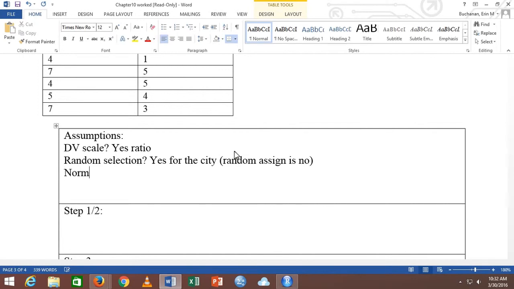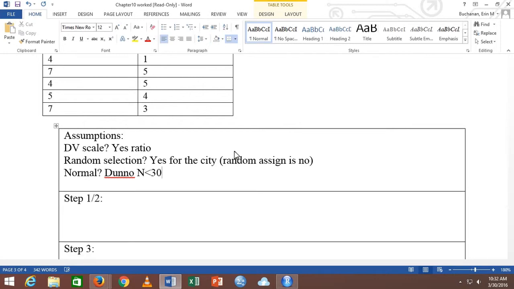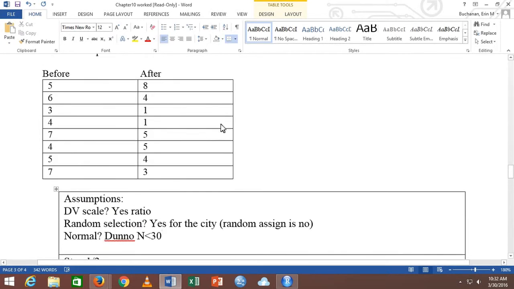Alright, the last one is, is it normal? Don't know. N is less than 30, so I can't assume that it's normal. I imagine that the number of trash bags is probably not normal. It's probably positively skewed. Sorry, I just have to draw it in my head. Hopefully where there are lots of numbers at the bottom and very few numbers at the top.